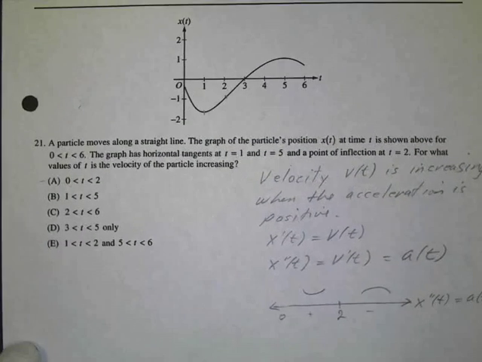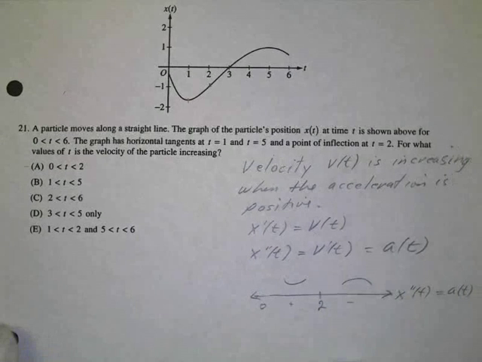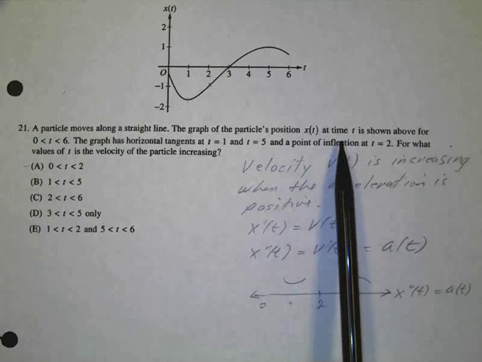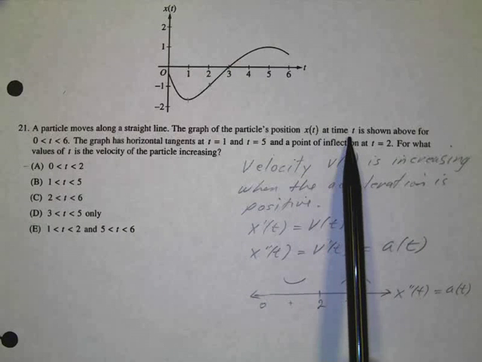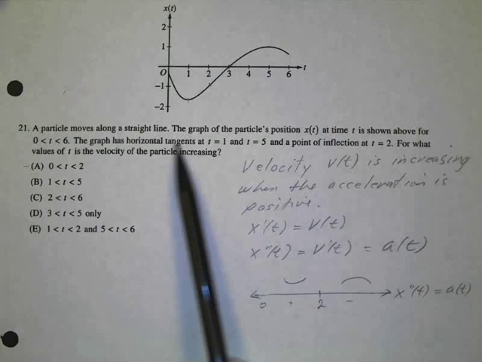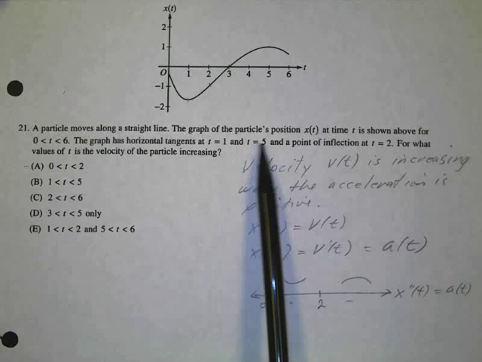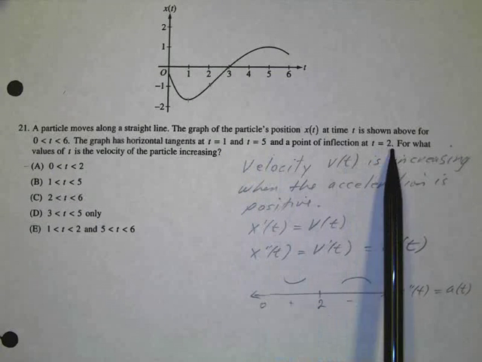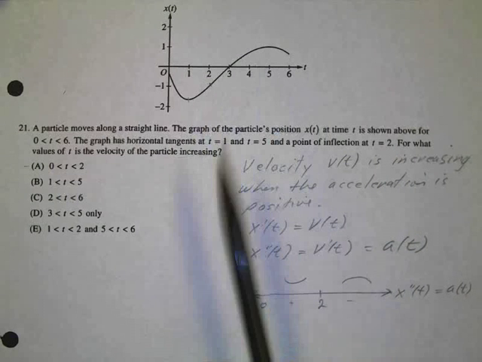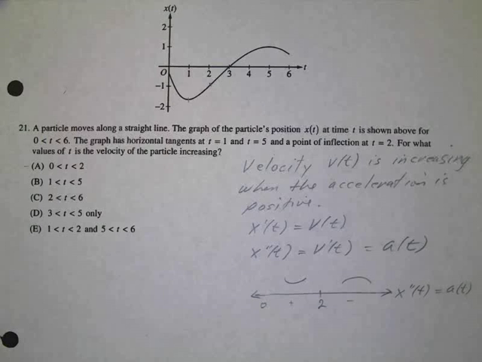All right. And then number 21. Okay, a particle moves along a straight line. The graph of the particle's position x sub t at time t is shown for 0 to 6. The graph has horizontal tangents at t equals 1 and t equals 5, and a point of inflection at t equals 2. So that's when concavity changes from positive to negative.